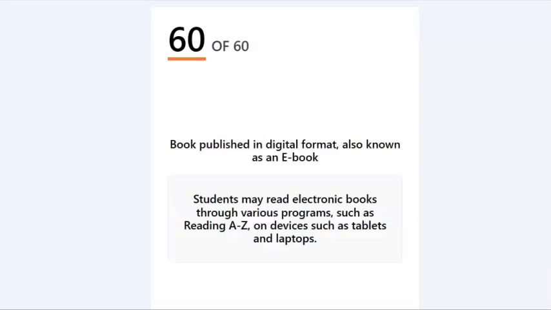Electronic book. Books published in a digital format, now also known as an e-book. Students may read electronic books through various programs such as Reading A-Z on devices such as tablets and laptops.